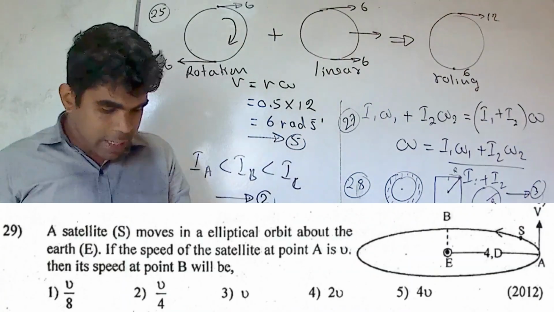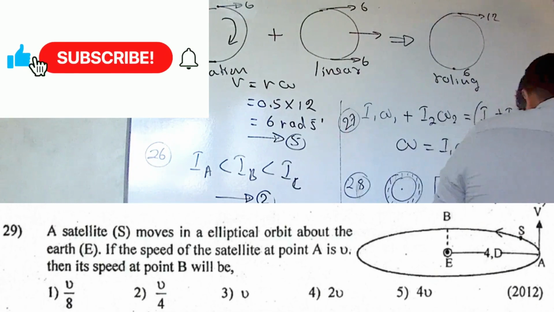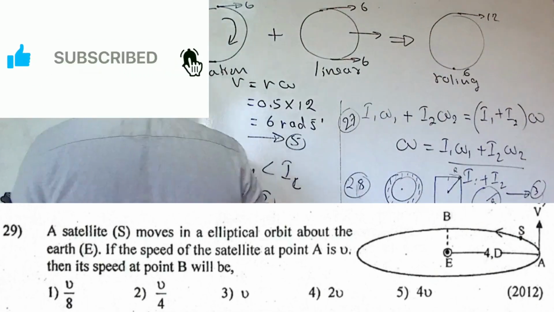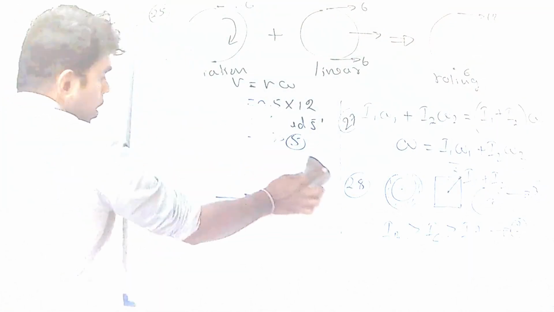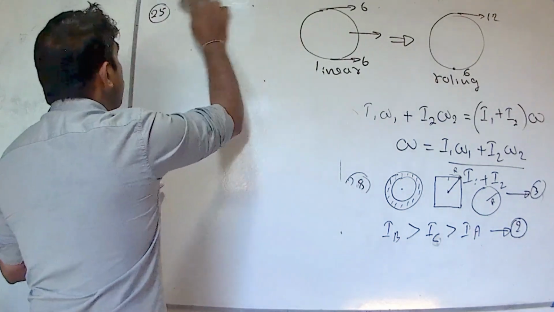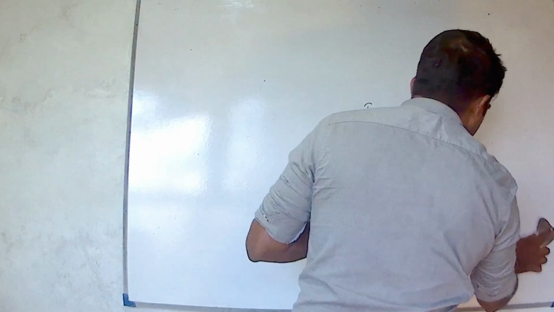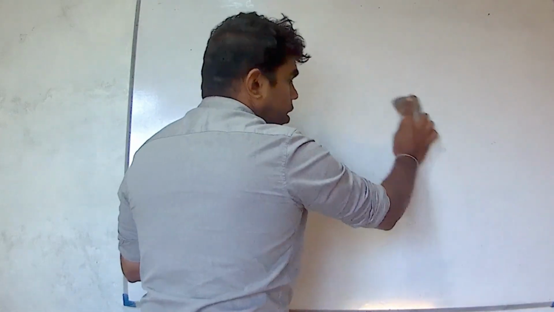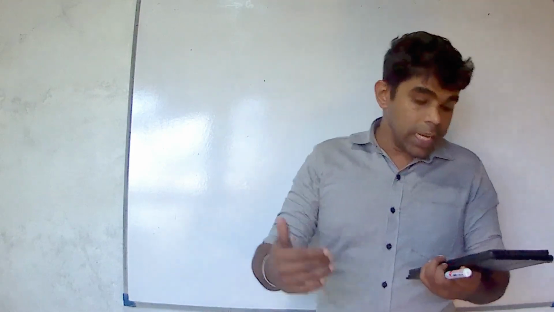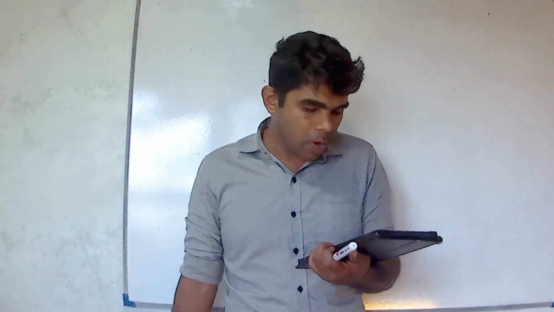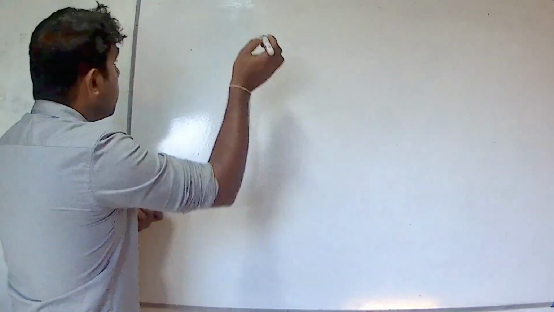Then question number 29. The satellite is moving in an elliptical orbit about the Earth. If the speed of the satellite at point A is v, then what is its speed at point B? There is a problem with the given diagram. The lengths are not given clearly. Therefore, I will explain by using some values. Sometimes the given answer will not be obtained because of the length difference.